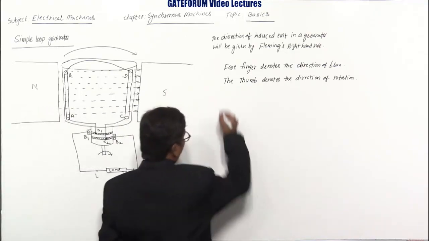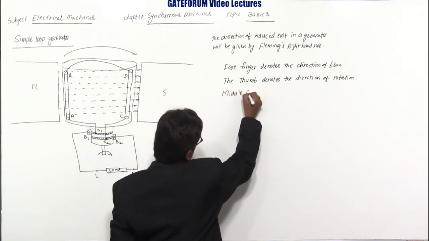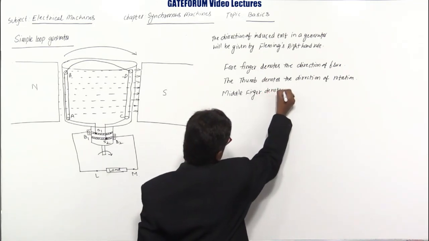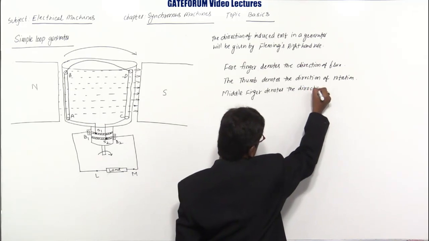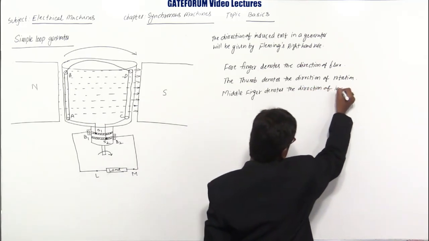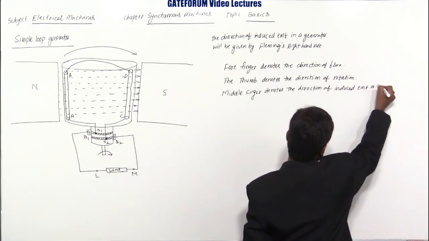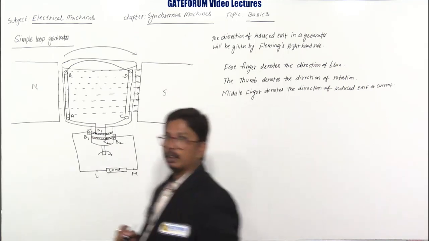And the middle finger denotes the direction of induced EMF or current. The direction of induced EMF or current.